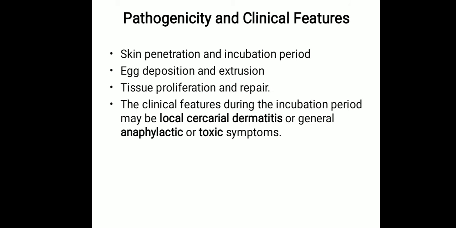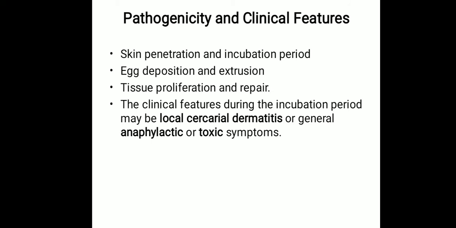Then during tissue proliferation and repair, what are the clinical features? So in tissue proliferation and repair, in case of chronic stage, there is generalized hyperplasia and fibrosis of the vesical mucosa with a granular appearance or sandy patch. Okay, then at the site of deposition of the eggs, you will see dense infiltration with lymphocytes, plasma cells, and eosinophils, which leads to pseudoabscesses.